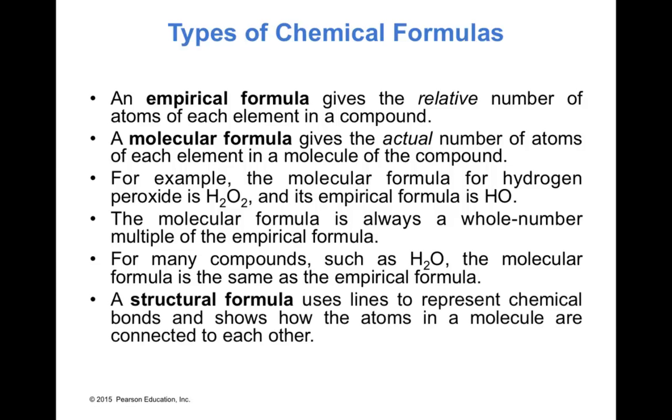So the third one is the structural formula. This one uses lines to represent chemical bonds and shows how the atoms in a molecule are connected to each other. So we have basically three different types of chemical formulas. The empirical formula, the one that gives us the relative number of atoms in a compound. The molecular formula, which gives us the actual number of atoms of each element in a molecule of a compound. And also the structural formula, which gives us information about how the atoms are bound together, what is the sequence, the order of the atoms in a specific molecule.